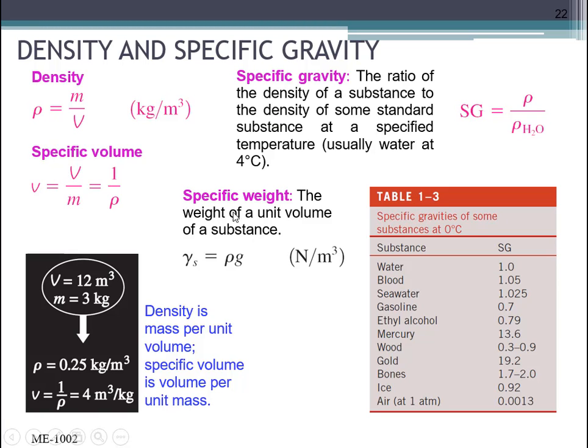Specific weight is basically the weight of the unit volume of a substance. For example, अगर आपके पास एक substance है, उसके यूनिट वॉल्यूम का वेट कितना है, तो इसका फॉर्मूला होता है rho g, where rho is the density and g is the acceleration due to gravity.